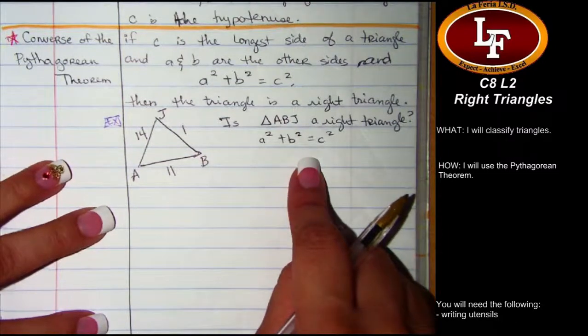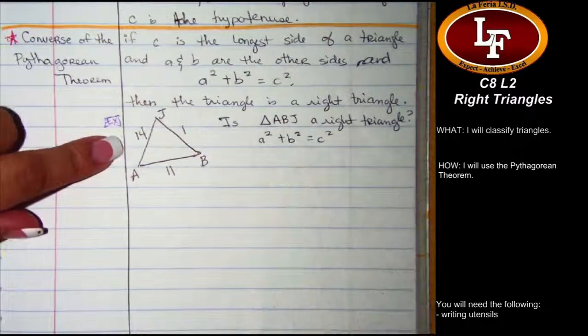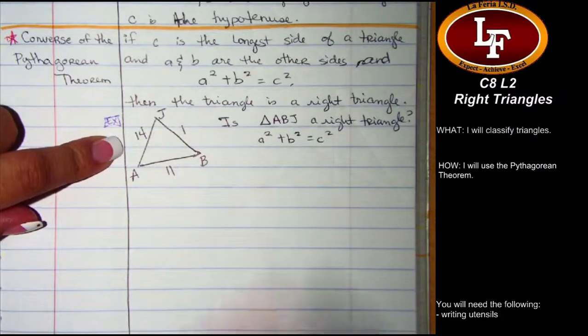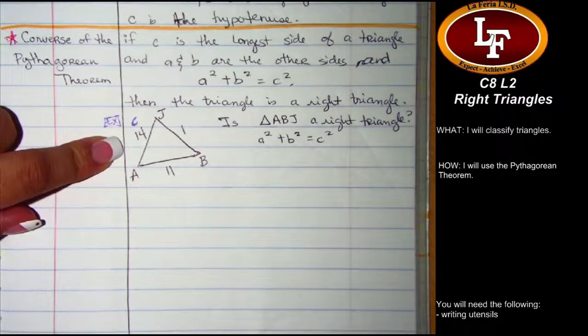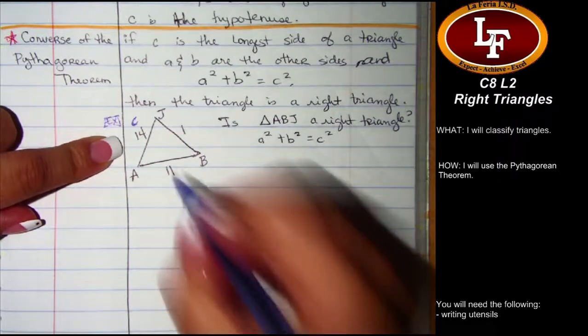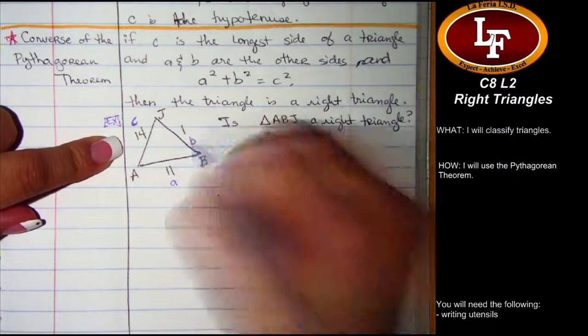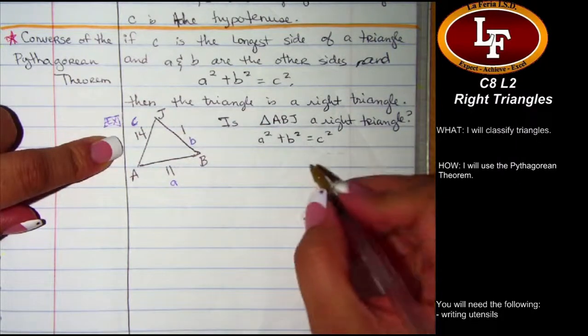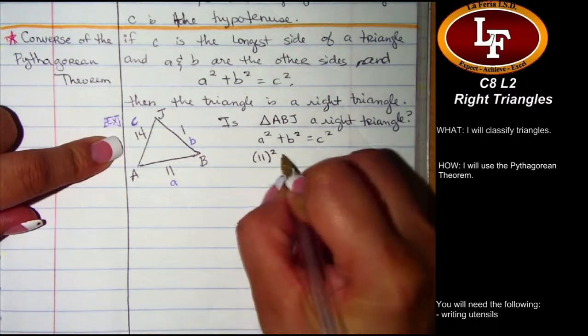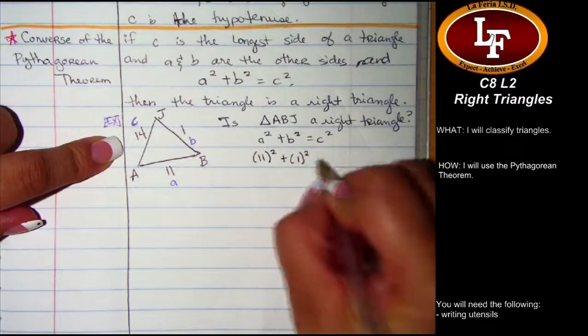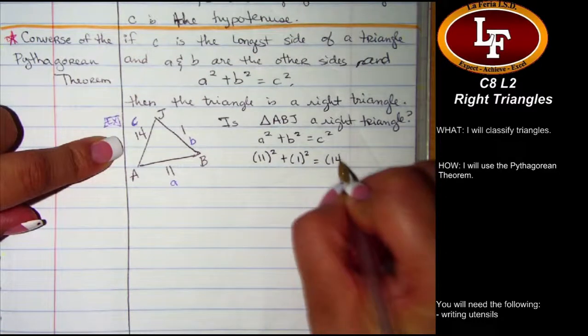All right, so we need to figure out which is the longest side. 14. Yeah, the side with the 14. It's got the biggest number. There's C. Mark the other 2 as A and B. No one cares which one you mark as A or B. You mark them however you want. Now we're going to substitute. A is 11, B is 1, and C is 14.